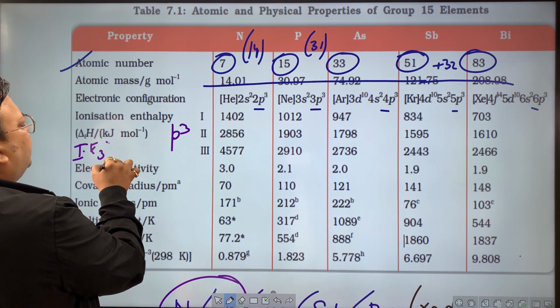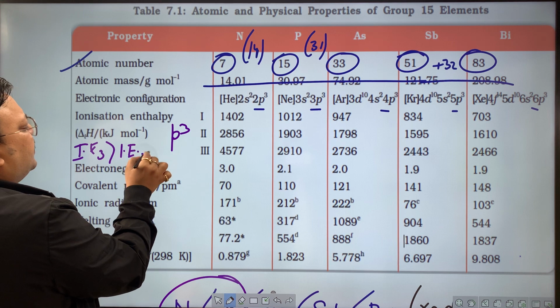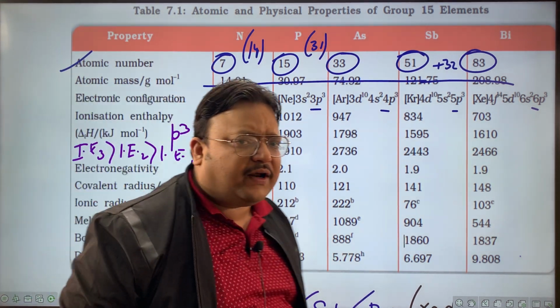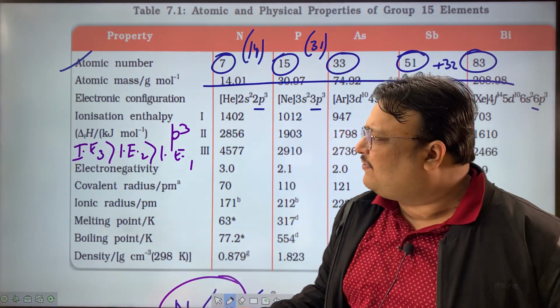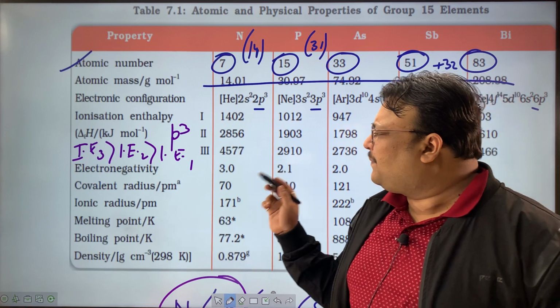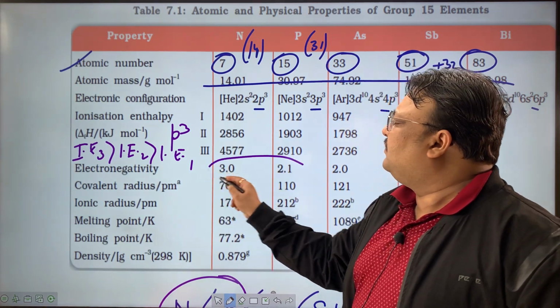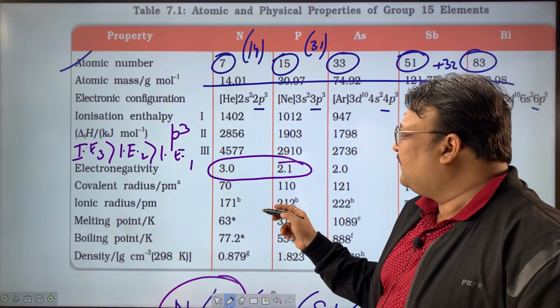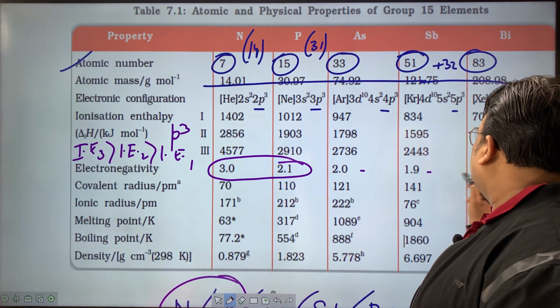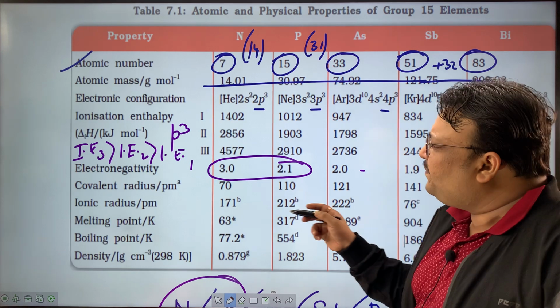I3 is going to be more than I2, which is going to be more than I1. Ionization energy I3 more than I2 more than I1 must be known since the days of class 11 periodic table; the subsequent values are going to be higher. I find nothing surprising here. See, this difference is big between nitrogen and phosphorus, 3 and 2.1. Then the difference is decreasing. They too have almost equal values.